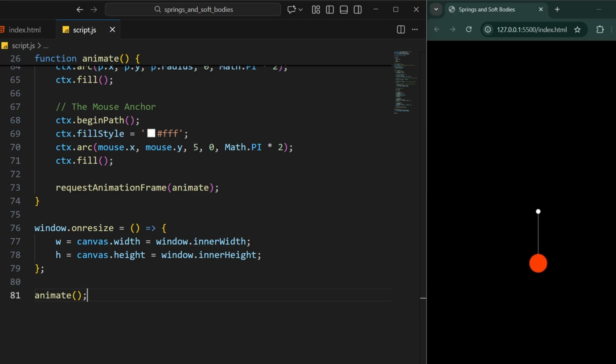The particle starts to oscillate. It bounces back and forth around the equilibrium point.